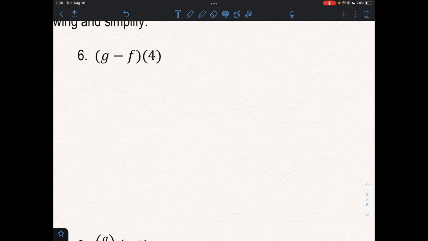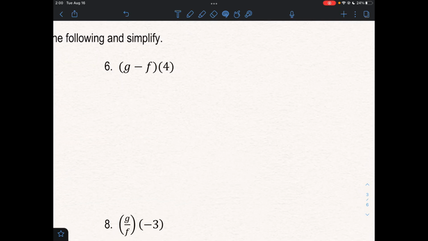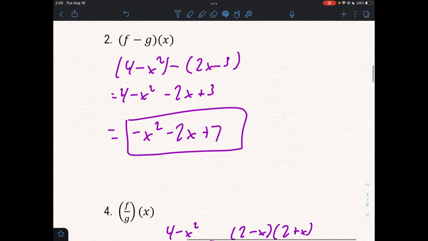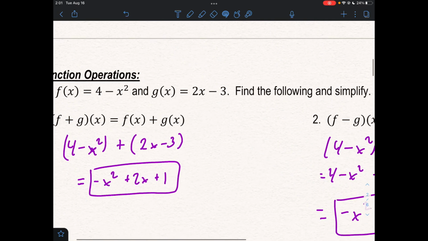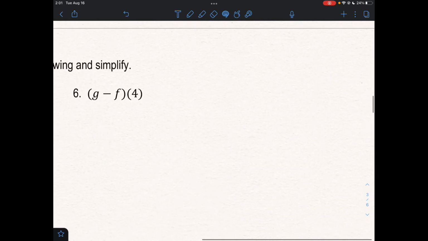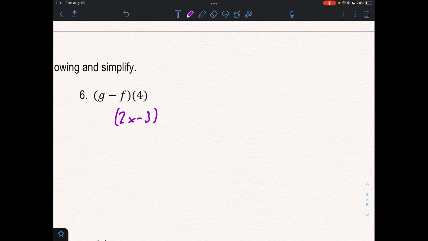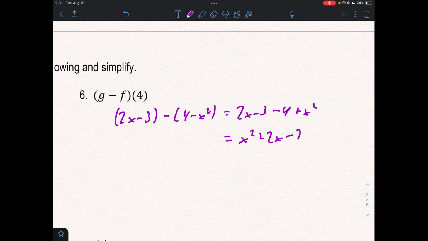So for g minus f of 4, you've got to be careful here because it's not f minus g. Number 2 is f minus g. This is g minus f. So we've got to do 2x minus 3 minus 4 minus x squared, which is 2x minus 3 minus 4 plus x squared, or x squared plus 2x minus 7. Now we can find g minus f of 4, and that would be 16 plus 8 minus 7, or 17.